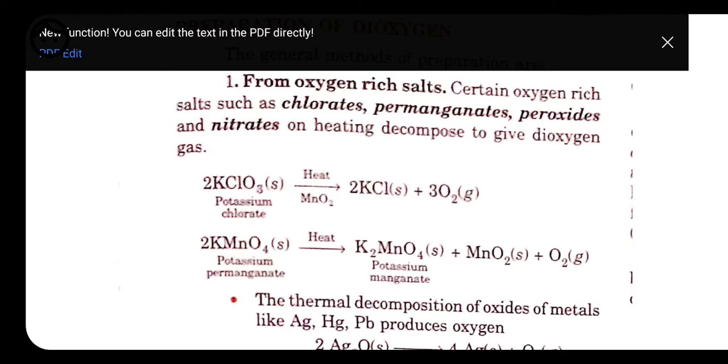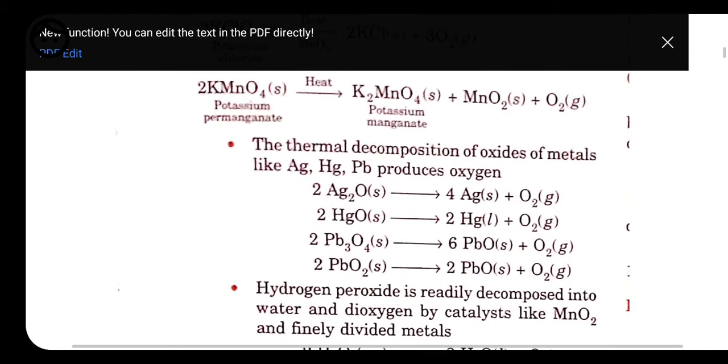Again we have potassium permanganate. On heating this potassium permanganate, thermal decomposition takes place and it gives potassium manganate plus manganese dioxide plus oxygen gas, that we are preparing actually. It can also be prepared from nitrate, that is potassium nitrate. On heating potassium nitrate, it decomposes and gives oxygen as a gas. So these are the very common methods from which we can extract oxygen from its salts.